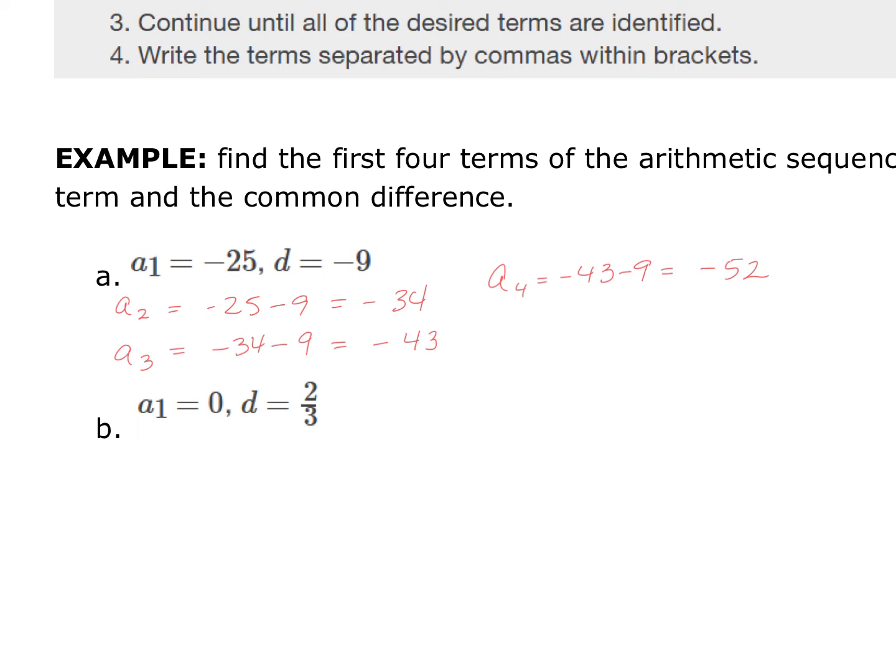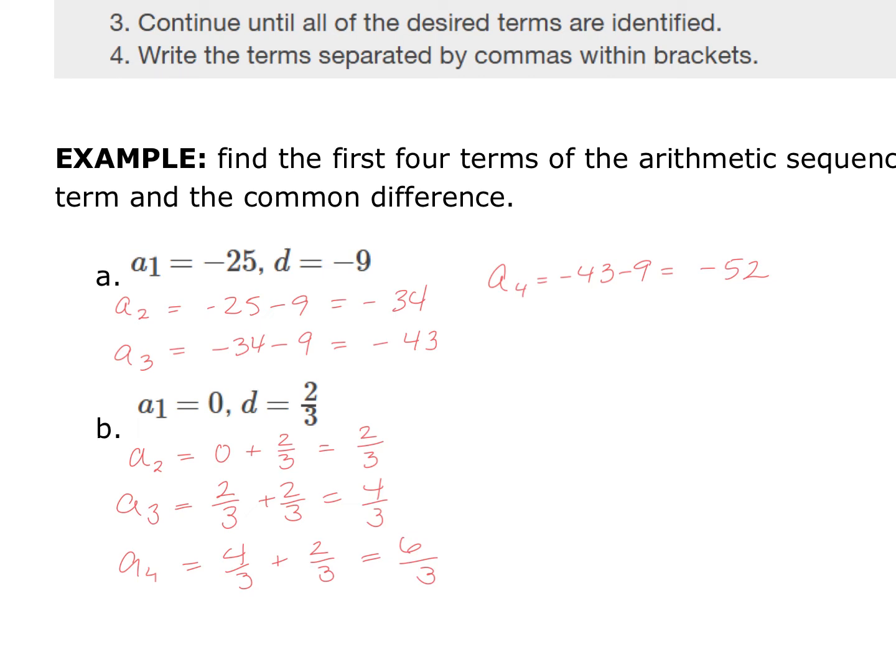So if I take a look at my next one and I'm asked to add 2/3, my a sub 2 is going to be my previous term, so this is recursive. It'd be 0, and then I'm going to add 2/3. So my second term is 2/3. My a sub 3 would be my previous term, which is 2/3 plus another 2/3, which gives me 4/3. And then my a sub 4 would be my previous term, which is 4/3 plus the new 2/3, which gives me 6/3. So that's just finding the next term.